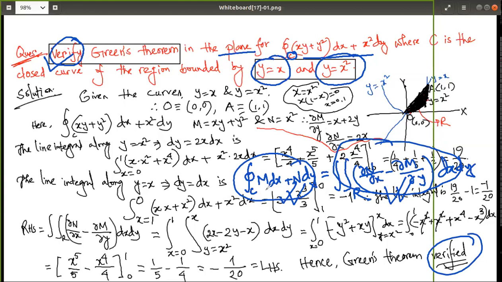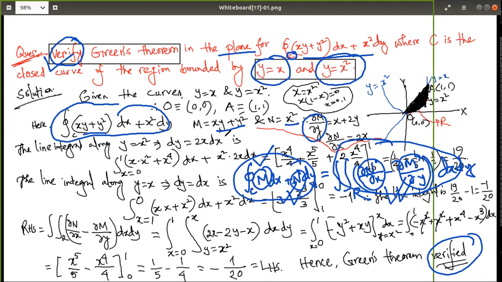If we consider the given line integration and compare with the theory, we get capital M equal to 2x plus y square and capital N equal to x square. According to the definition, we need del N by del x and del M by del y. So del M by del y, partial differentiation with respect to y, is 2y, and del N by del x is 2x.